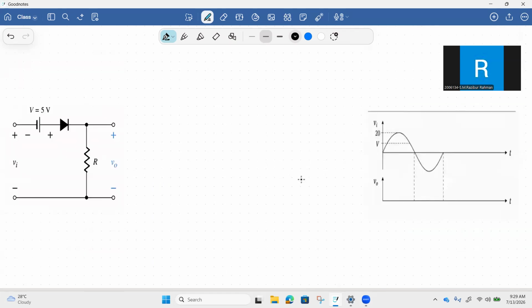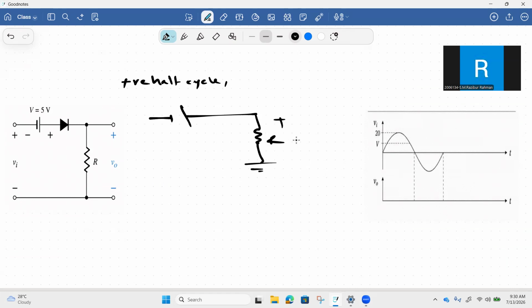This is also a biased series clipper. Here, the 5 volt DC supply is already keeping the diode in the on state. So during the positive half cycle, the diode will be forward biased, and we can represent the equivalent circuit as this. The diode will be represented as a short circuit, and the output voltage will appear across the resistor.